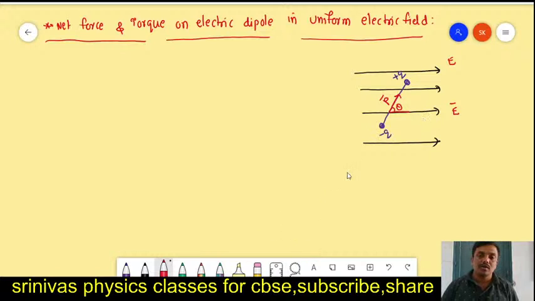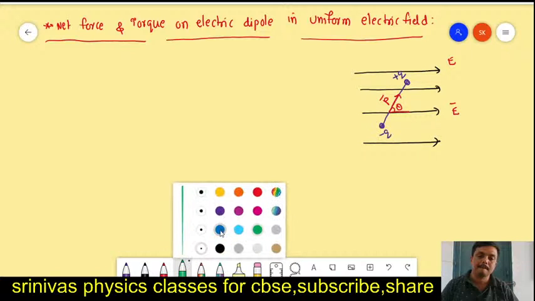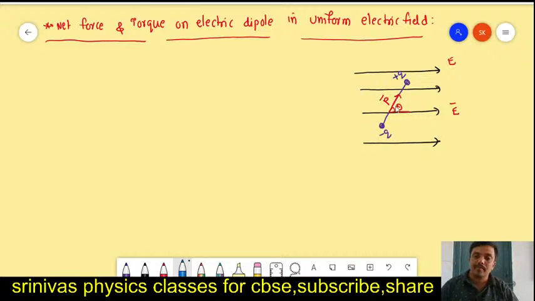This length is 2L, the distance from minus Q to plus Q. Okay, and this we can take as A. This point is B. We draw a perpendicular line here.